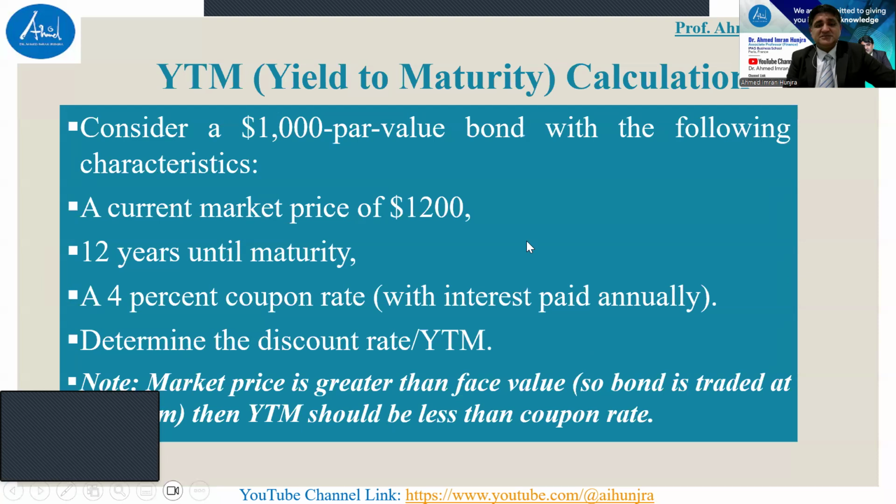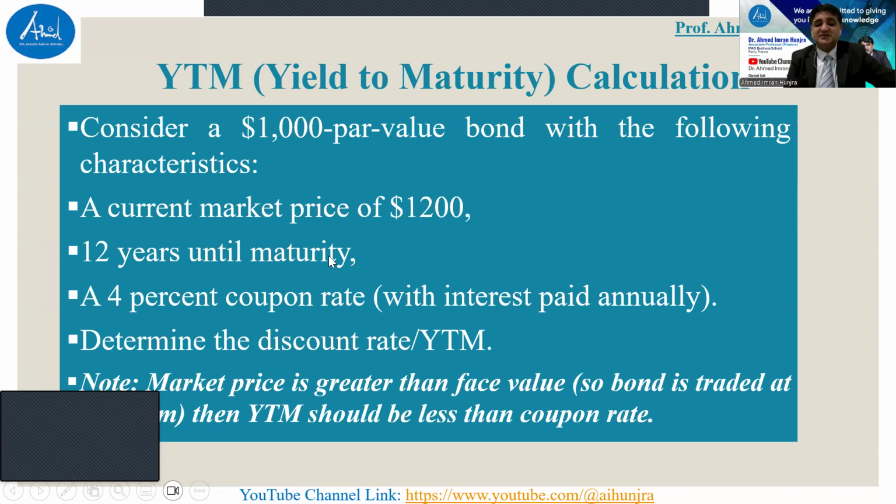So market price is greater than the face value. If it's greater than face value, we can say that it is traded at premium. Its life is 12 years and coupon rate is 4%. We need to find YTM. Note: market price is greater than face value, so the bond is traded at premium. Then YTM should be less than coupon rate, so our answer should be less than 4%.